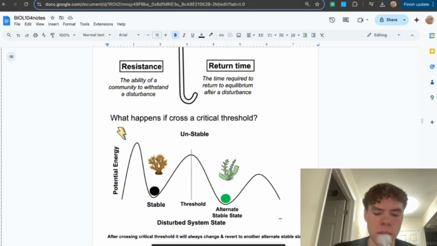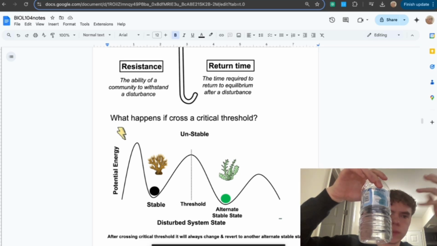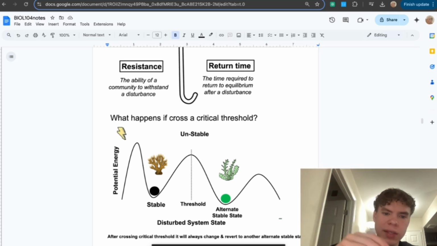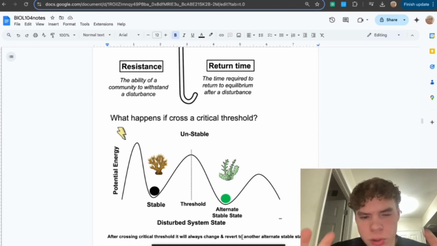So, for example, this water bottle, I could drop it upright, but when it hits, it might bounce over. It might turn sideways. It's still in a stable state. It's still laying on the ground, but now it's just laying sideways. It's kind of different, even though it is at an alternate stable state.